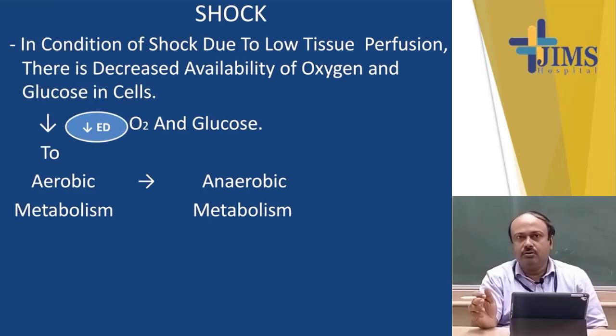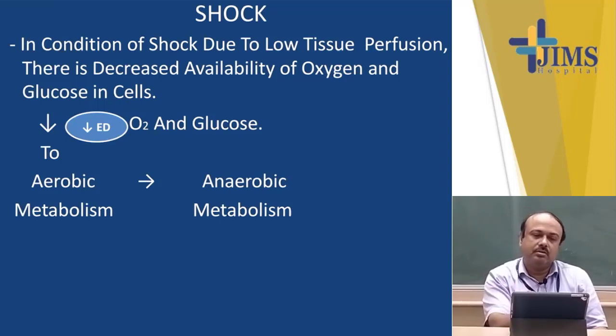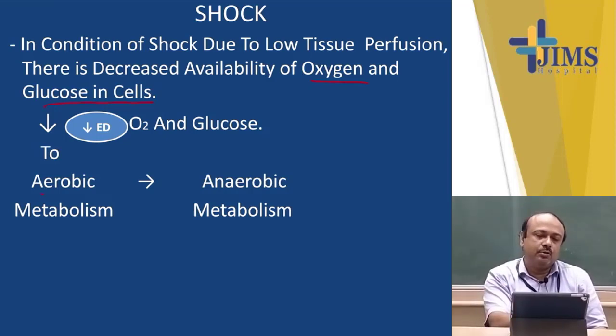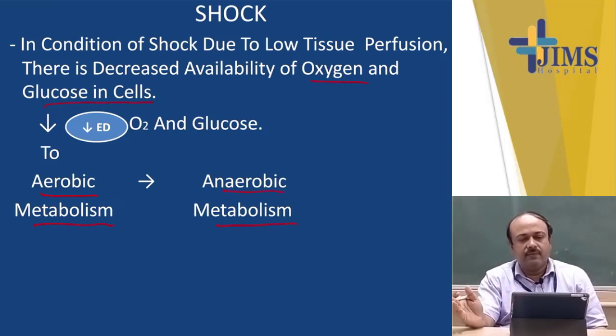In conditions of shock due to low tissue perfusion, there is decreased availability of oxygen and glucose to cells. As we know, the metabolism of cells is dependent on oxygen and glucose inside the cells. If these are depleted in cases of shock, it leads to a change from aerobic metabolism to anaerobic metabolism. It means from oxygen dependent to oxygen independent, that is anaerobic mode of metabolism.